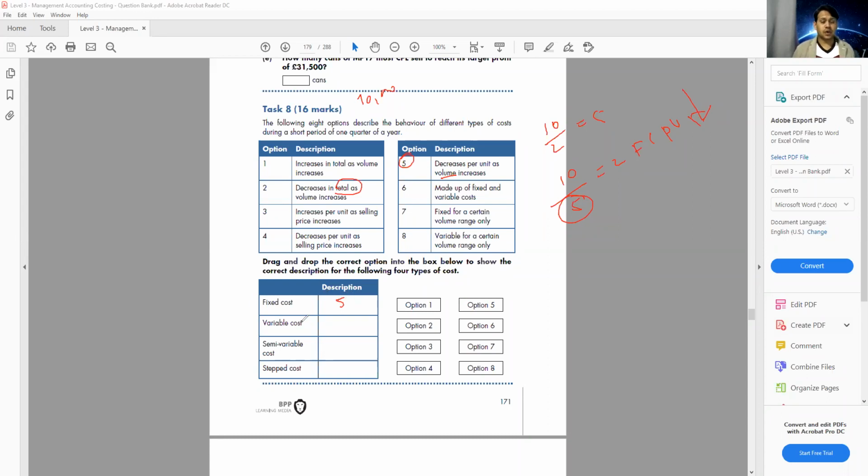Variable cost, what you know is that variable cost increases in total as volume increases. If I make more, I have more variable cost. If I make less, I will have less variable cost. If I don't make anything, my variable cost will be zero. This is number 1.